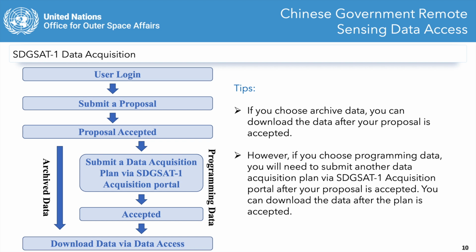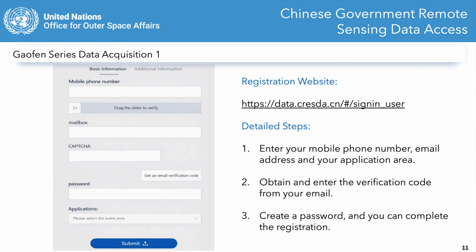In that case, you should be aware that additional waiting time will be needed for satellite scheduling and data acquisition. Next, we will introduce one of the most important sources of remote sensing data in China, the Gaofen series. To access Gaofen data, the first step is to register on the Cresta platform.